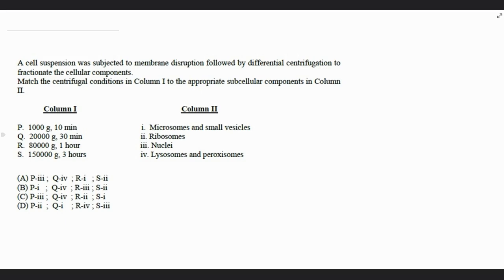So in that case, the correct answer here is option A, where the nucleus is the biggest one of the 4 organelles here, followed by lysosomes and peroxisomes, followed by microsomes and small vesicles, and the ribosomes, which are the smallest. They require really high relative centrifugal force for a lot of time of spinning. So the correct answer here is option A.